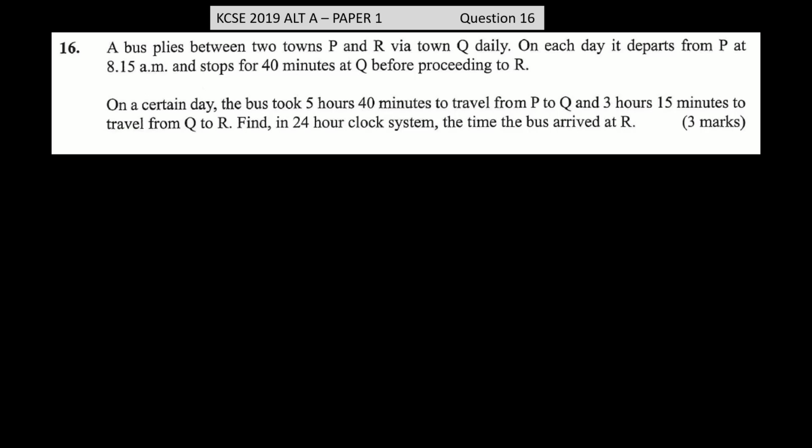Let's try to visualize this by drawing some sketches. Let's say this is town P. The bus travels through town Q, then to town R. This is the first sentence. The second sentence says that on each day it departs from P at 8:15. So every day the bus departs from P at 8:15 a.m. and stops for 40 minutes at town Q. So every day the bus stops for 40 minutes at town Q before going to R.